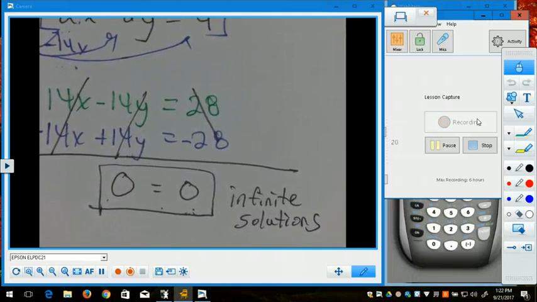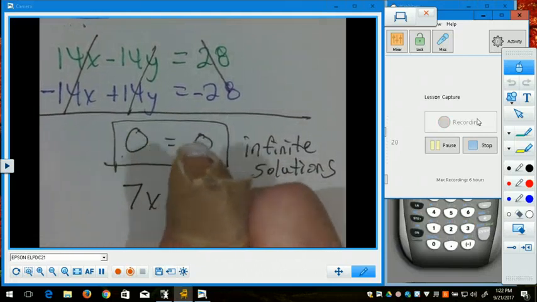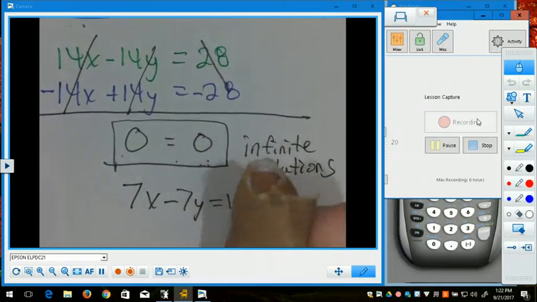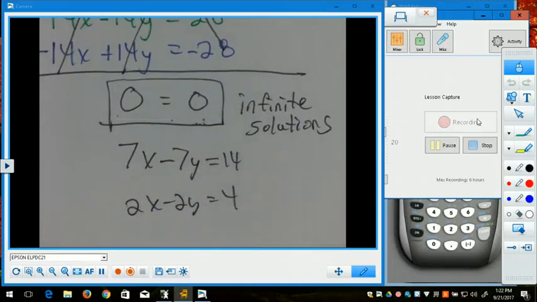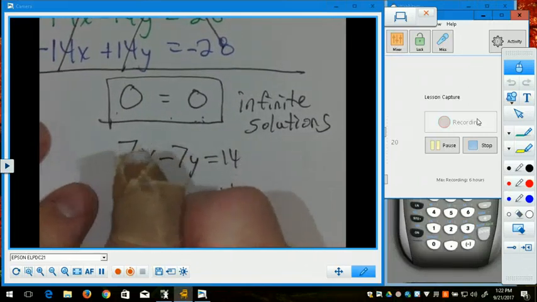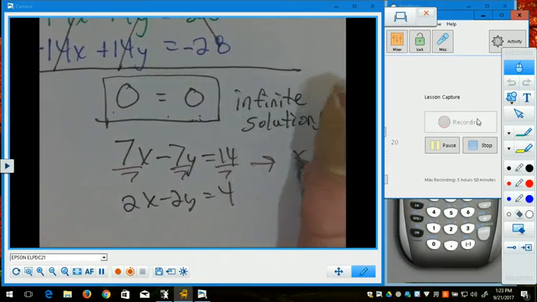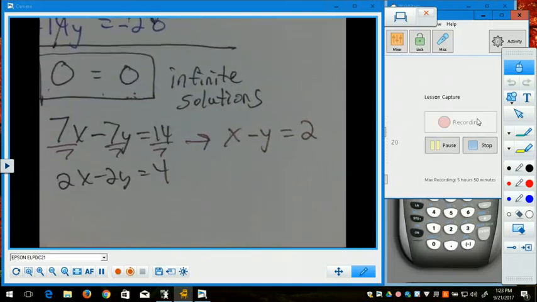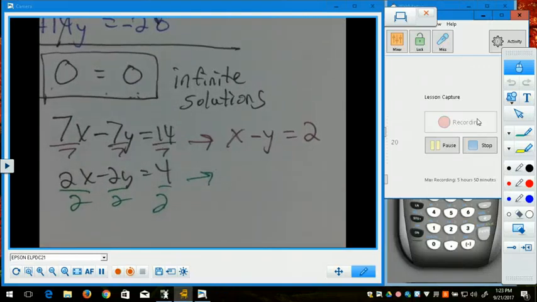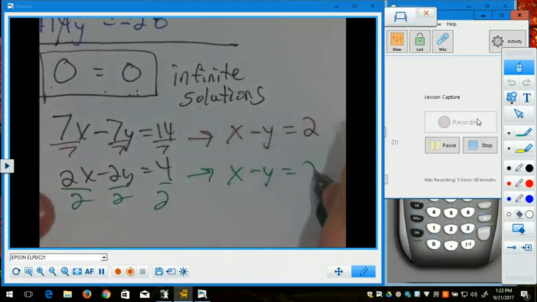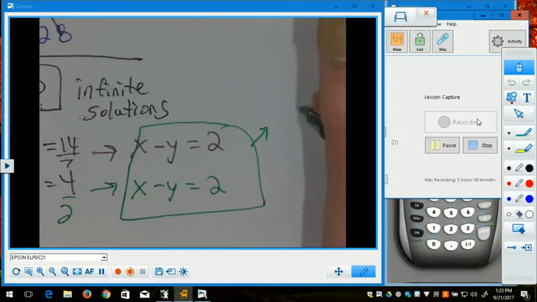Well, you might have encountered this when you were graphing problems, but our equations started as 7x minus 7y equals 14, and 2x minus 2y equals 4. Watch what happens, I do notice that 7 goes into all of these. If I divide every term by 7, the equation's still balanced. I did that to every term. I get 1x minus y equals 2. And then I notice on this equation, hey, look, all of those numbers are divisible by 2. So I divide it by 2. I get x minus y equals 2 again. So it's infinite solutions because they are the same equation.